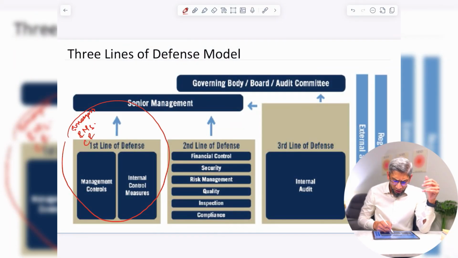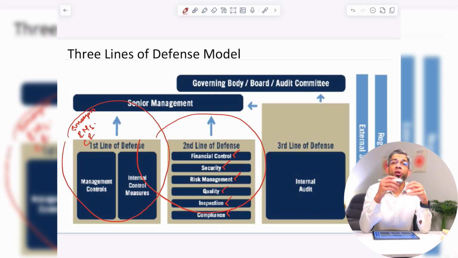Then we have the second line of defense. We are trying to stop all the risk at the first line of defense, identify any irregularities, any risk that they may identify. But if we miss that risk in the first line of defense, we have the second line of defense. It includes financial control, security, risk management, compliance, quality, inspection. For example, risk management and compliance are 2 critical pillars of the second line of defense.